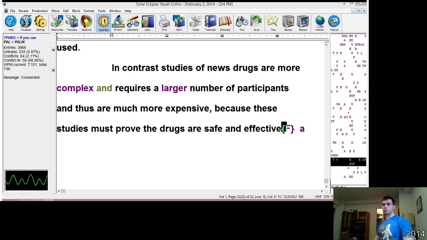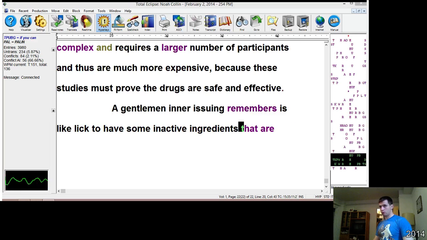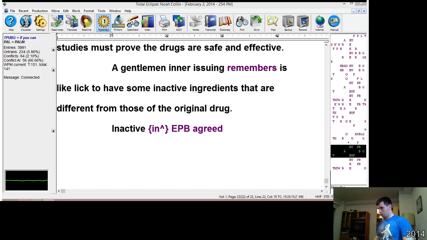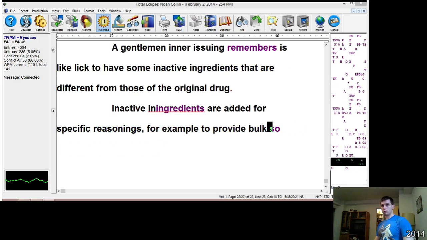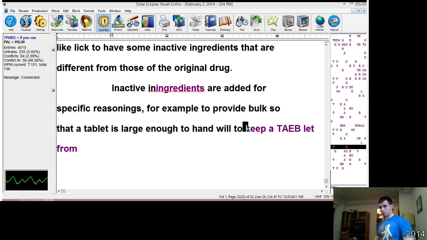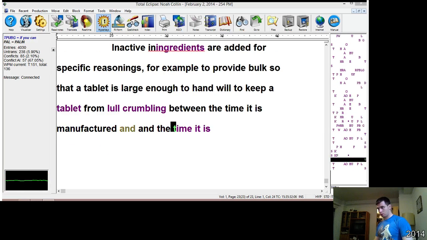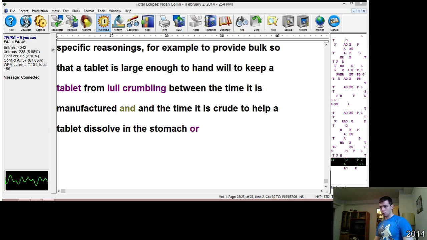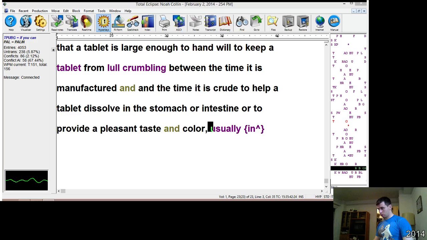A generic version is likely to have some inactive ingredients that are different from those of the original drug. Inactive ingredients are added for specific reasons, for example, to provide bulk so that a tablet is large enough to handle, to keep a tablet from crumbling between the time it is manufactured and the time it is used, to help a tablet dissolve in the stomach or intestine, or to provide a pleasant taste and color. Usually inactive ingredients are harmless substances.